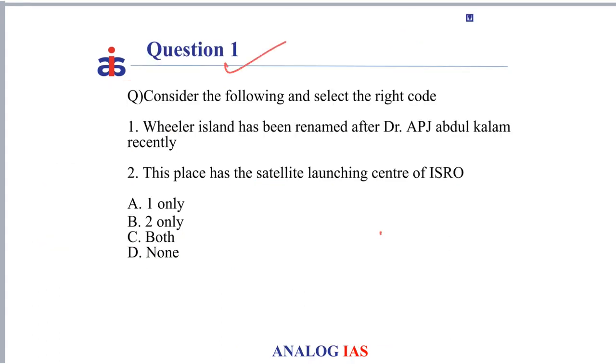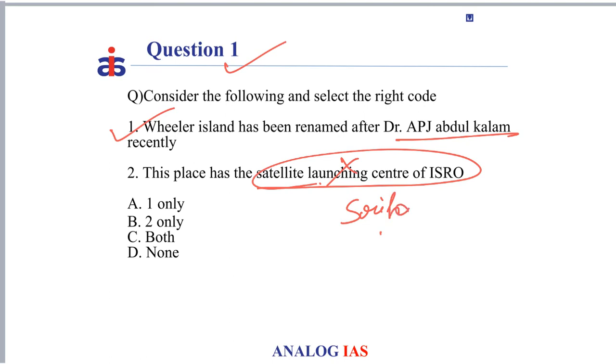Let us have a look at this question. Wheeler Island has been renamed after Dr. APJ Abdul Kalam recently. This statement is right. This place has the satellite launching center of ISRO. This statement is false. We actually have the satellite launching center at Sriharikota in Andhra Pradesh, not Wheeler Island. So the answer is 1 only.